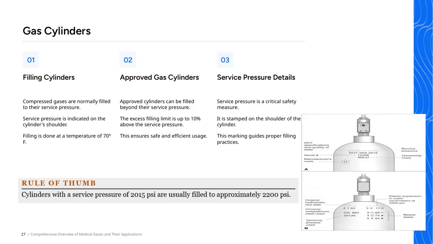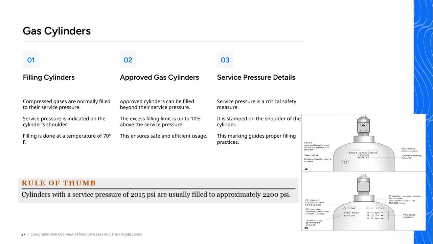Let's talk about service pressure, which is a really important safety feature when dealing with medical gas cylinders. You'll notice that this information is stamped right on the shoulder of the cylinder, making it easy to find. This marking helps us understand the proper filling practices to ensure safety and efficiency. Now, even though the service pressure is a maximum recommended level, approved cylinders can actually be filled slightly beyond that, up to 10% above the service pressure. This extra margin allows us to make sure the cylinder is used safely and efficiently without overpressurizing.